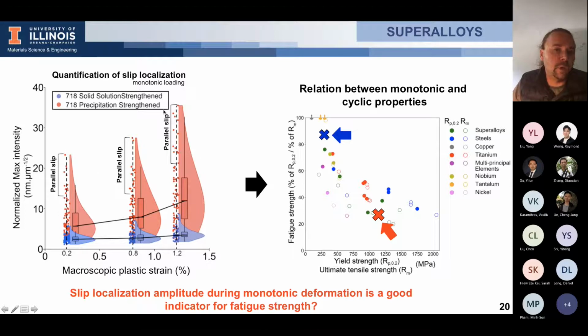high. And when I say parallel slip, it means that the highest localization always occurs near twin boundaries, when you have a slip band parallel to the twin boundaries. So that's a specificity of nickel-based superalloys.